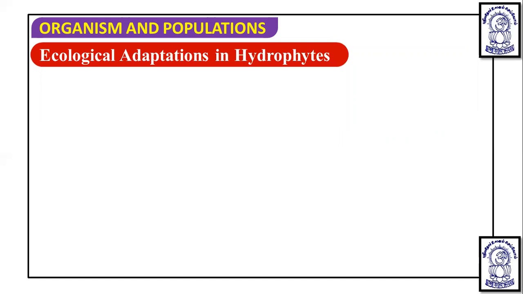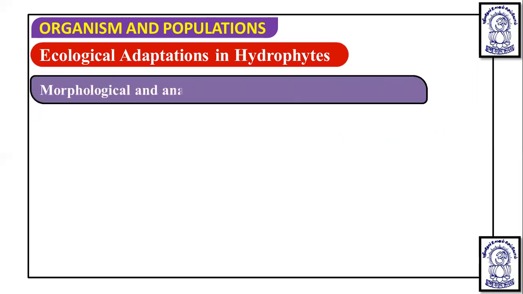This ecological adaptation can be morphological as well as anatomical. So if we talk about the morphological and anatomical characteristics of hydrophytes, or water-loving plants, they are found in water and there is an abundance of water. So the loss of water is not a problem for these plants, because whatever water is lost will be made up by the available water, since too much water is available nearby.